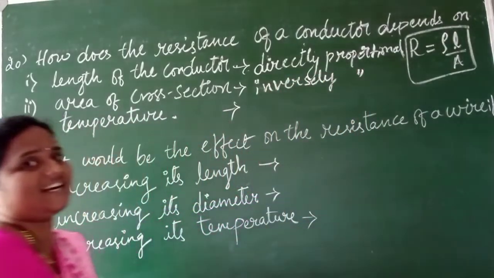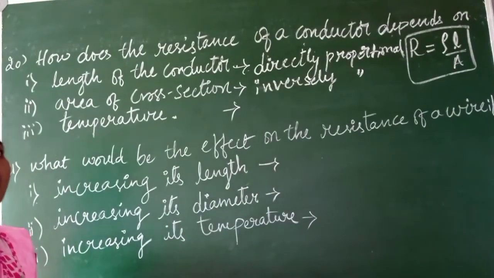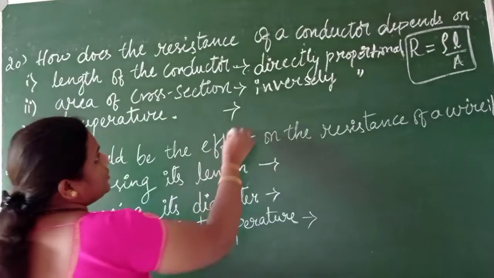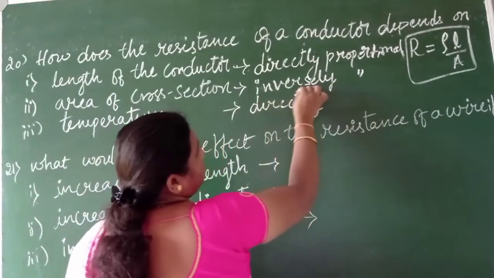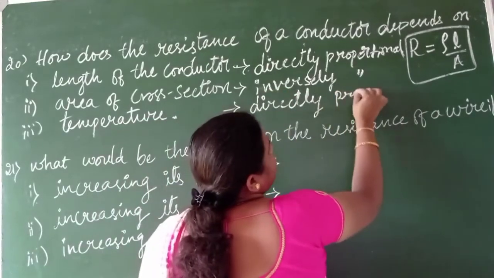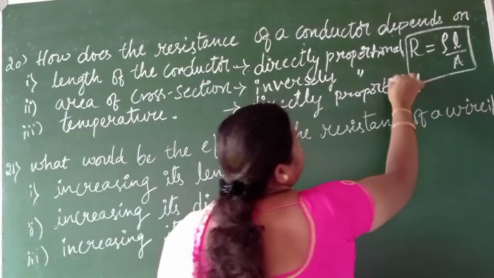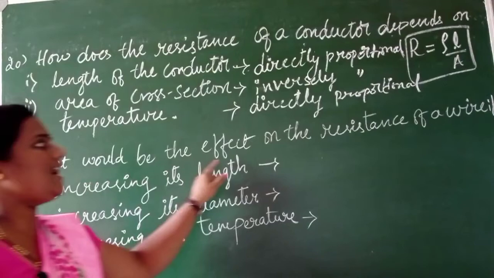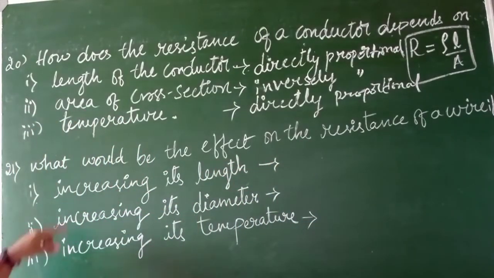proportional, isn't it, children? Then the third one is temperature. Resistance of the wire increases with increase in temperature and decreases with the decrease in the temperature, isn't it, children? So it is directly proportional, isn't it?